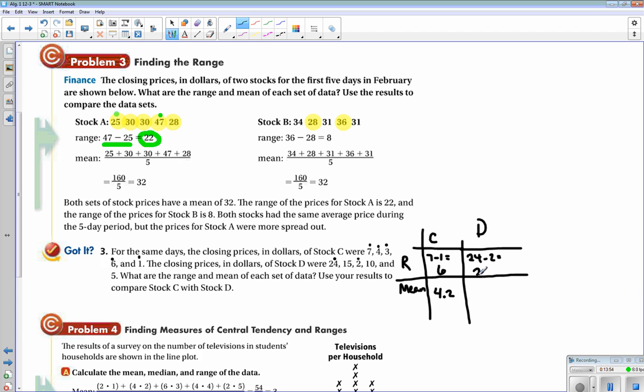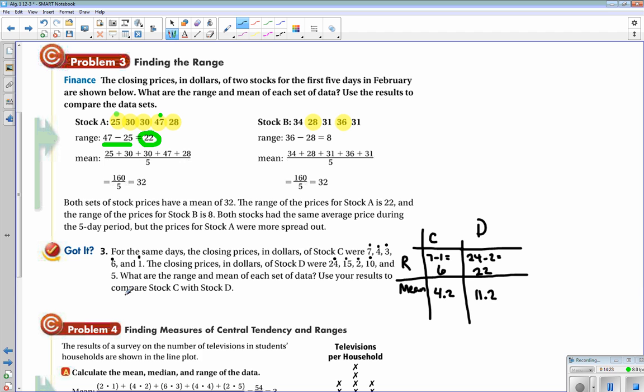Is 22. And then the mean is all 5 of these added together and divided by 5, which is 11.2. So stock C has a smaller range of numbers. It only varied 6 values, while stock D has a range of 22. But stock D has a higher mean value than stock C.